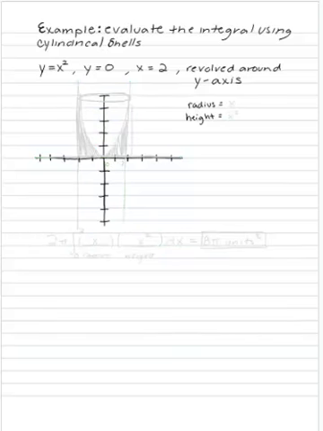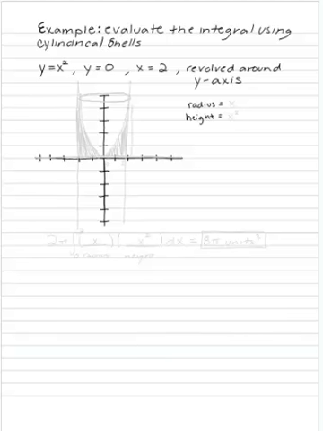So let's try another example. Evaluate the integral using cylindrical shells. The graph is going to be bounded by the graph y equals x squared, the lines y equals 0 and x equals 2, and it's going to be revolved around the y-axis.